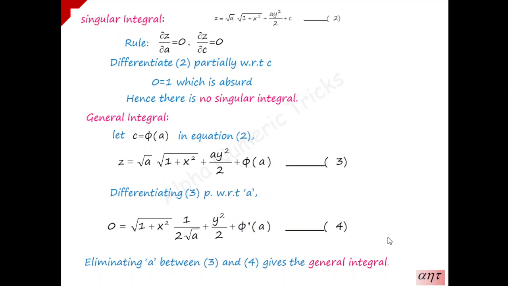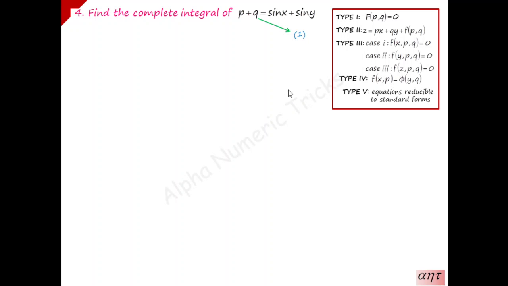Now we will see one more problem. Find the complete integral of p plus q is equal to sin x plus sin y. Number the given problem as equation 1, and here we identify the problem type. This has p, q, x, y present, so this is type 4, the separable equations type of problem. Our problem asks to find the complete integral alone, so no need to find singular and general integrals.